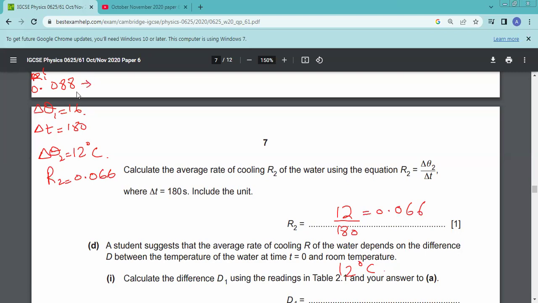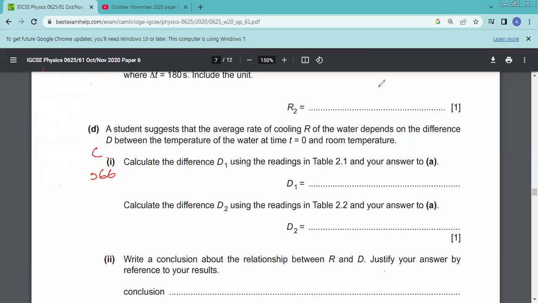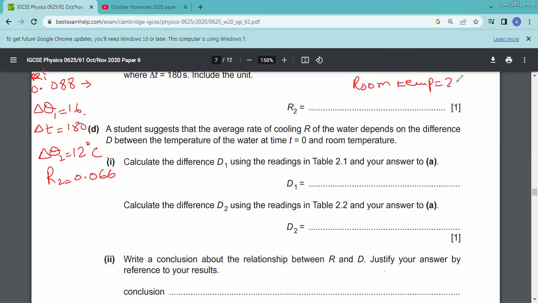Now what they are asking in the next question is, a student suggests that the average rate of cooling of the water depends on the difference between the temperature of the water at time t and the room temperature. Now we have to see that the time t is equal to 0. D1 and D2 are basically from two different tables. So we would go back for the room temperature first. Remember, on the thermometer, we noted that the room temperature is 21 degrees centigrade.